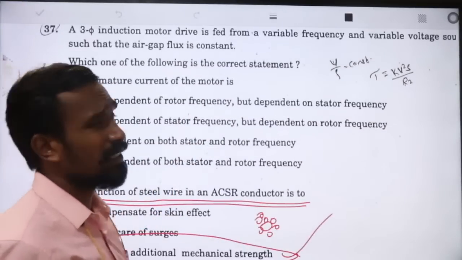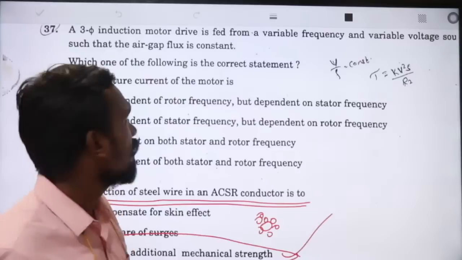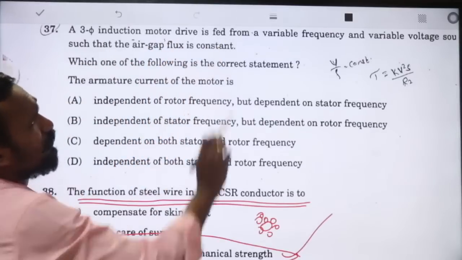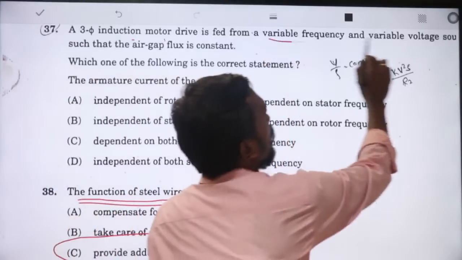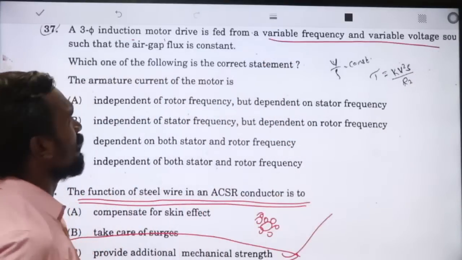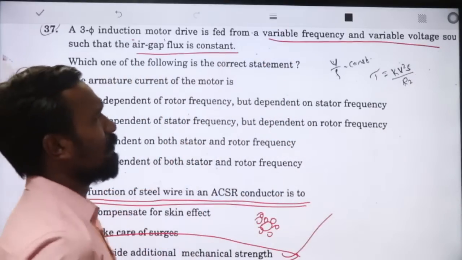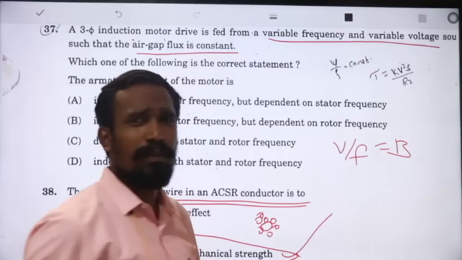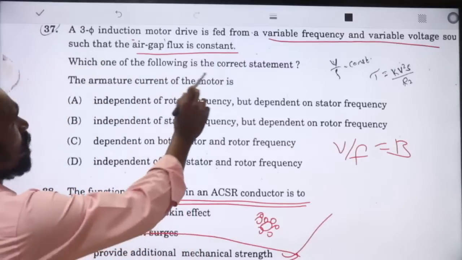This is also somewhat of a different question. A three-phase induction motor drive is fed from a variable frequency, variable voltage source such that the air gap flux is constant. We have to maintain V by F constant. Air gap flux constant is nothing but V by F constant. Which one of the following is correct?